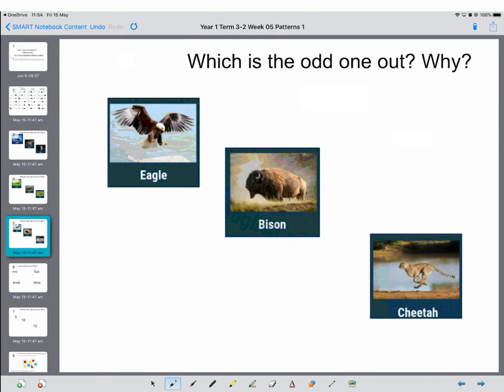Okay, and here's the last one of this section. Think about all the different ways that these things have in common and which one is the odd one out. And particularly, Year 1, if you can, have a think about the words herbivore and carnivore. Herbivores eat plants, carnivores eat meat. Okay, I bet you've come up with some brilliant explanations for that. Let's have a look at our next slide.